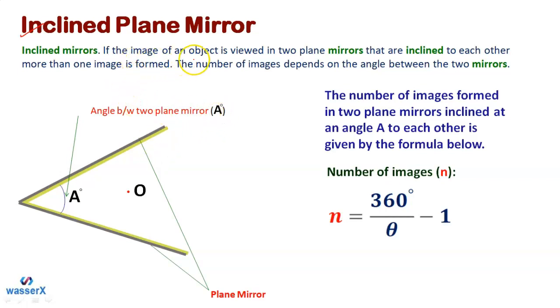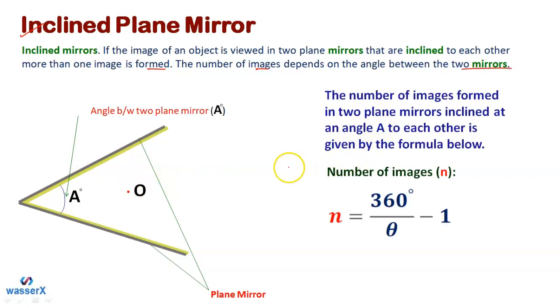Okay, so if the image of an object is viewed in two plane mirrors that are inclined to each other, more than one image is formed in that case. The number of images formed depends on the angle between the two mirrors. As you can see in this picture, these are the two plane mirrors, and this angle theta is the angle between both inclined mirrors, and O is the object at this point. This O is the object, right?